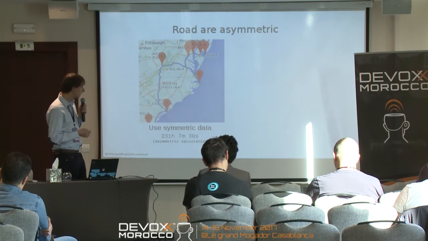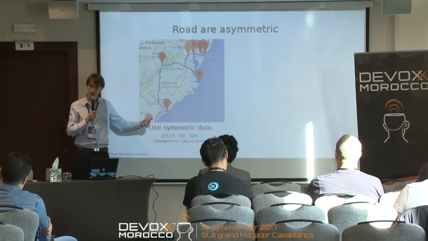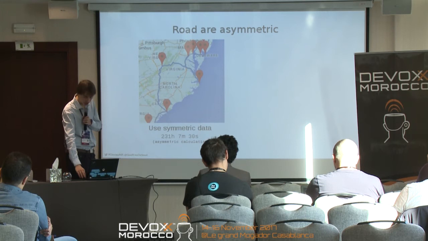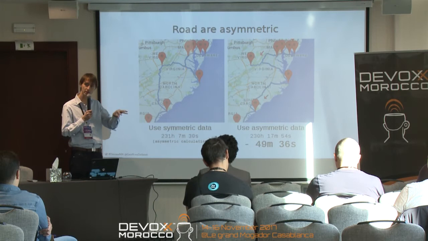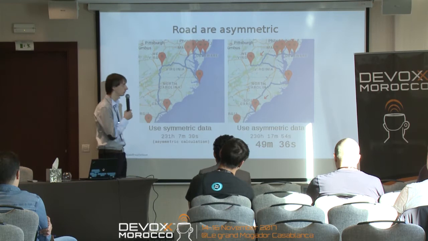Now, if you actually take into account that these roads are asymmetric in the algorithm, in the solver, right, and we don't make this rounding error, we actually take this into account. What you will see is, we actually get a different trip. So it actually matters using the correct data in your solver. You know, not presuming roads are symmetric, for example.